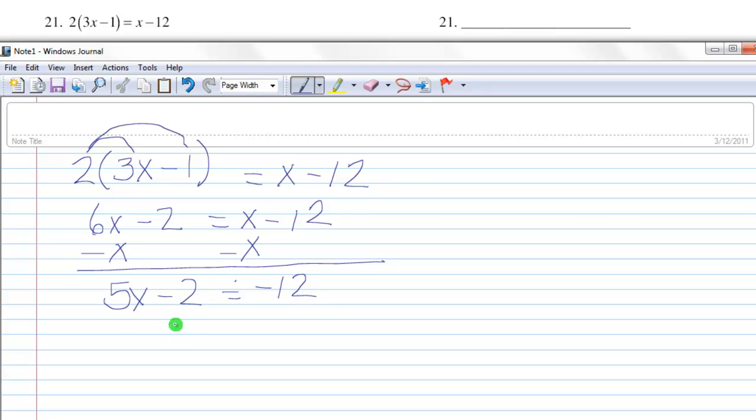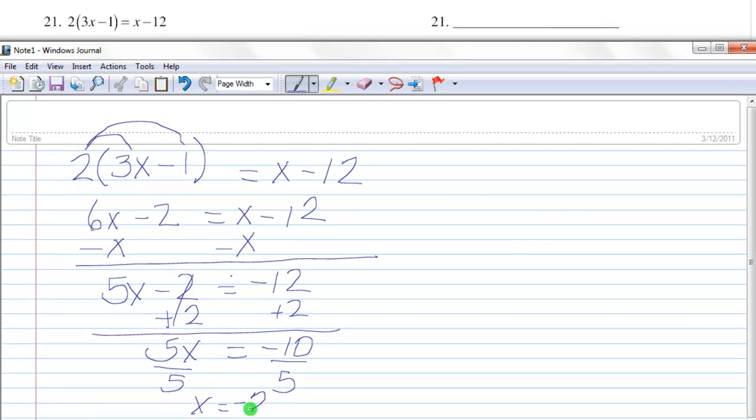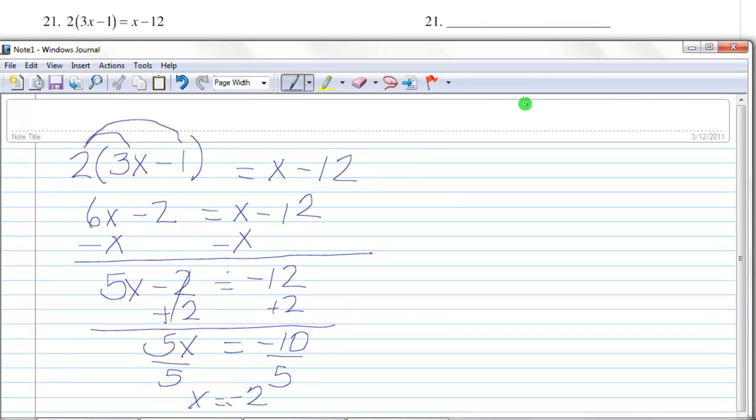Now I need to isolate the x, so that negative 2 is going to move over to the other side by adding the opposite, positive 2. Gives me a 5x on the left because the 2's are gone, and a negative 12 plus 2 is a negative 10. And now we're dividing by 5 both sides to get x by itself on the left, and negative 10 divided by 5 is negative 2.